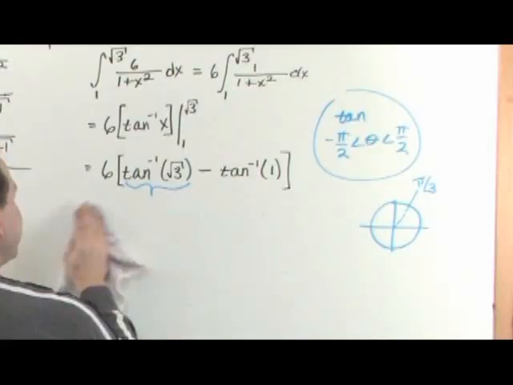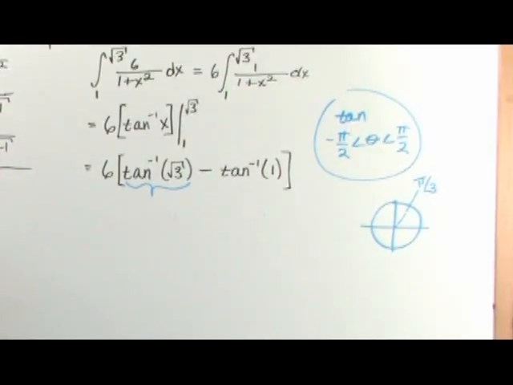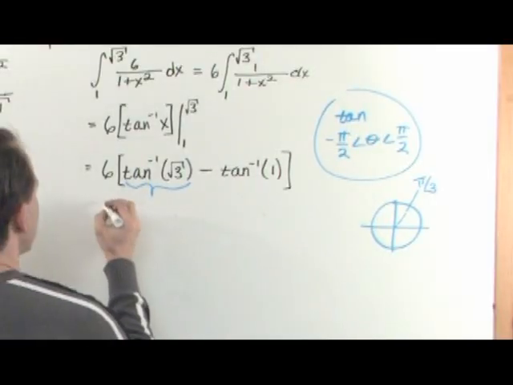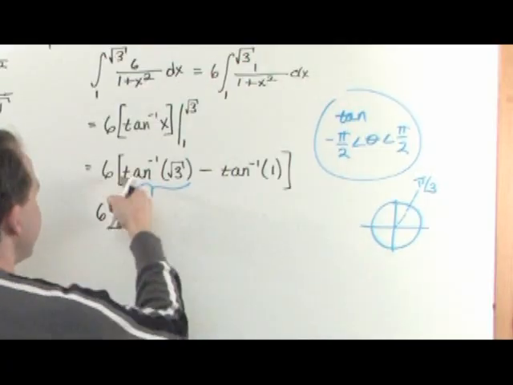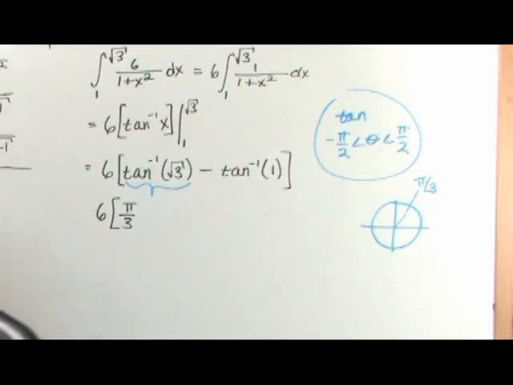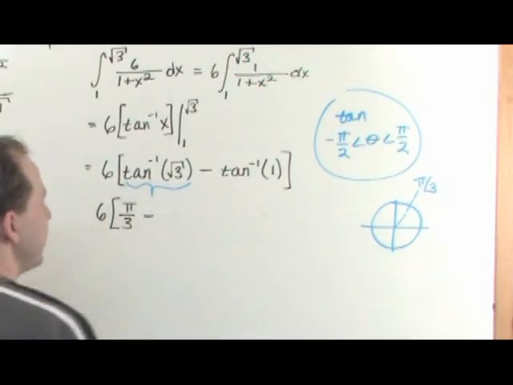So, remember, this angle does reduce to pi over 3. I'm going to erase this, and I'm going to go ahead and write this down like this. This is pi over 3. That's all that was going on down there. And then over here, inverse tangent of 1.